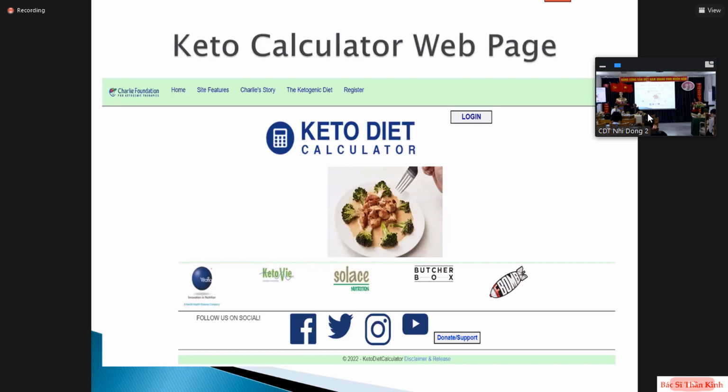So this is the web page of the Keto Calculator. Okay, so you have to go on the website ketodietcalculator.org. Okay, so you can see that there is a register button here, on the upper right side. So you have to click on that first and enter your details. Once you enter your details and submit it, Miss Beth will revert back to you within 1 or 2 days with your login ID and password with which you can access the app.